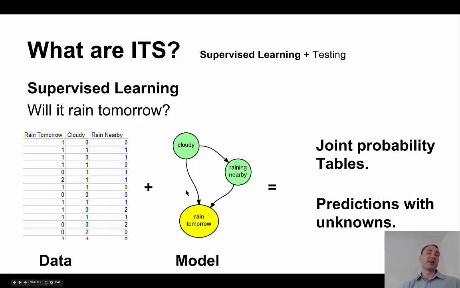In this case, our Bayesian network actually has some arrows in the wrong direction. The rain tomorrow should be pointing towards cloudy and raining nearby. But the point is, a Bayesian network can handle interdependencies between the predicting variables. So what do we get out of that? Well, we get joint probability tables, but more importantly for the process I'm about to tell you about, Bayesian networks and several other supervised learning models can do predictions with unknowns. So this brings us to the second part of integrated testing strategies, which is testing.